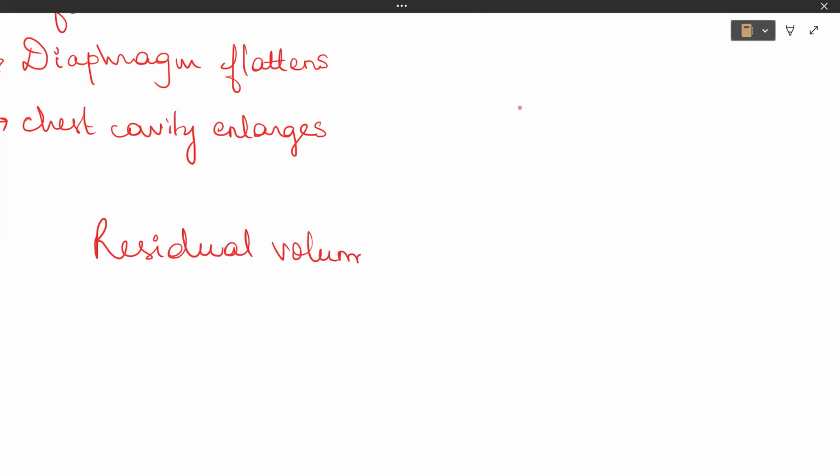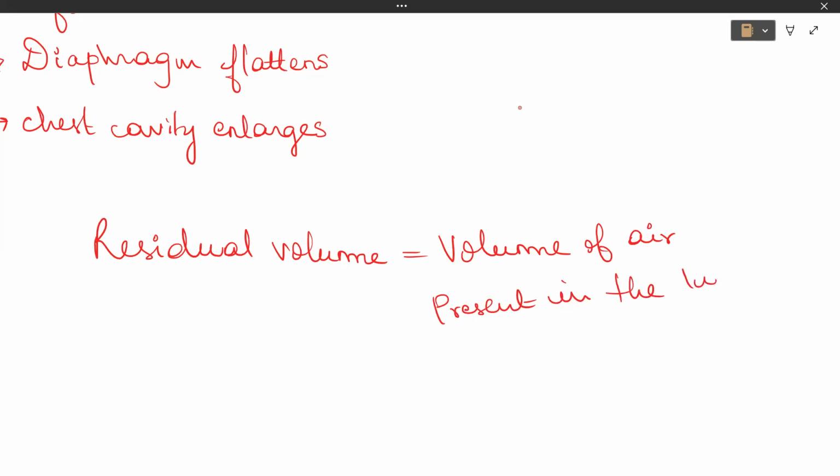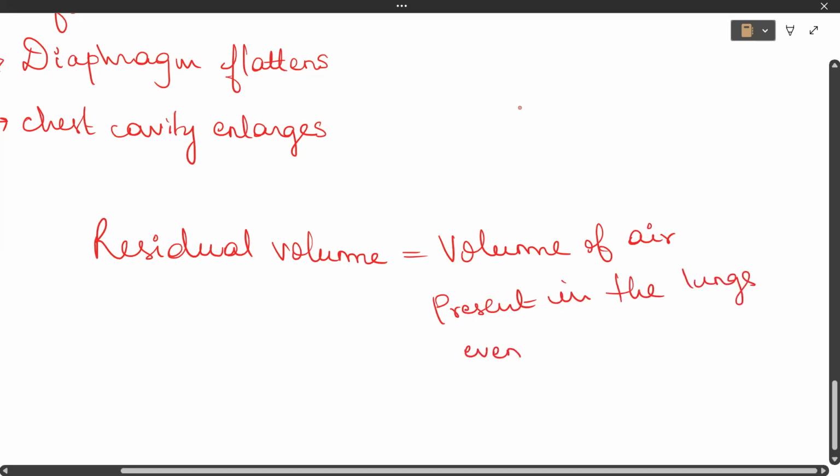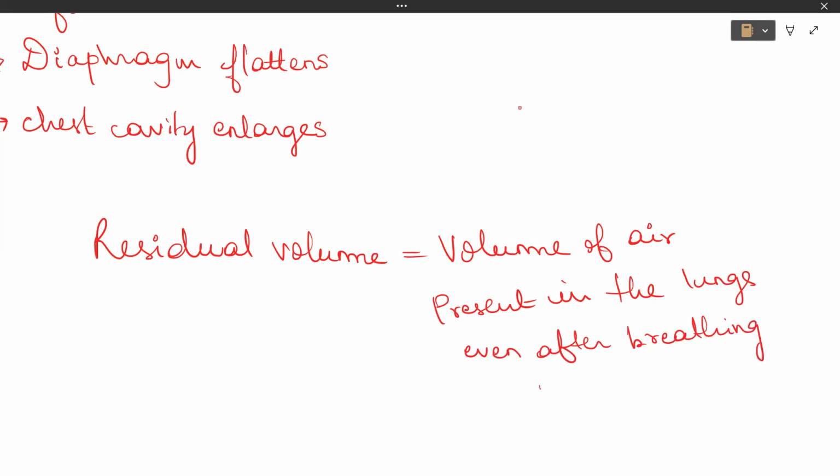So residual volume, you can note it down as the volume of air present in the lungs even after expiration, or breathing out. Is it clear?